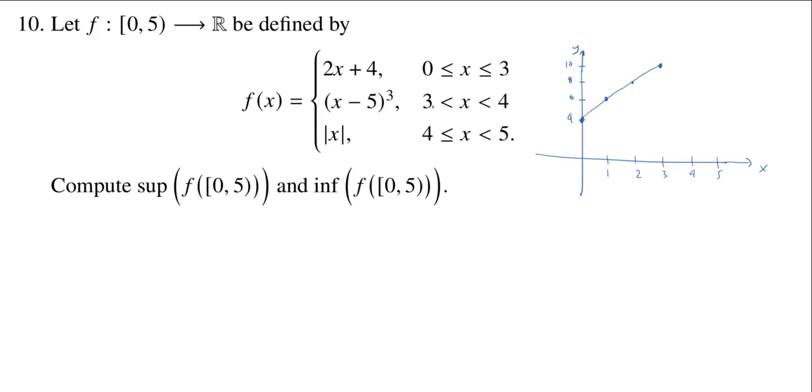Now we get to 3, and it's going to hop to x minus 5 cubed. Now, this is a cube, but it's been shifted over by 5. So what's going to happen when x is 3? It's going to be very low. 3 minus 5 is -2. -2 cubed is -8. That's way down here. So there's -8. But of course, we don't actually get this point.